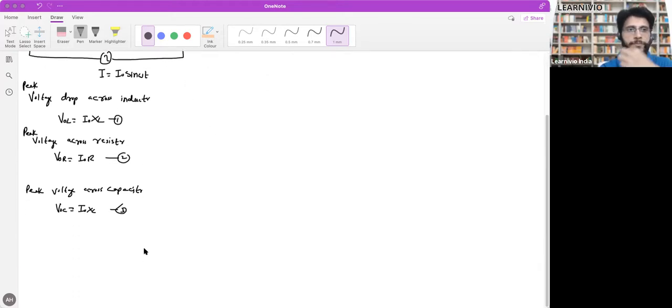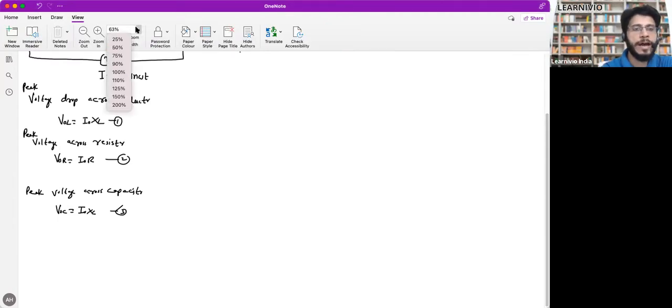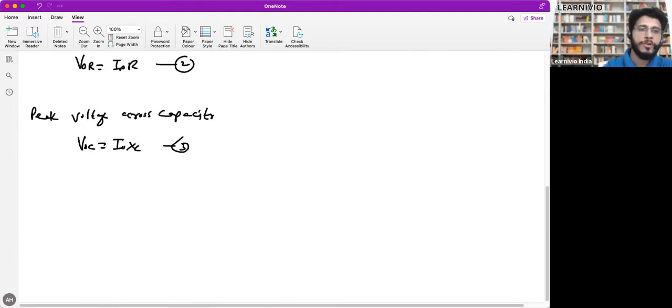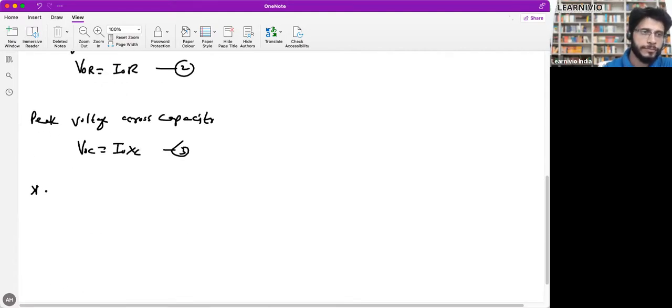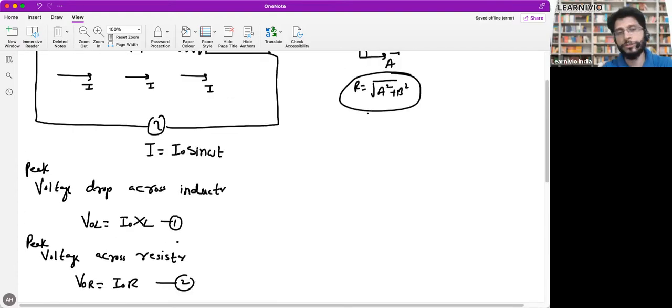Okay. The next task is to add these vectors. So first of all, write this statement. Due to phase difference, EMF and voltages behave like vectors. So you can't add them up algebraically. To add them up, you need vector laws.